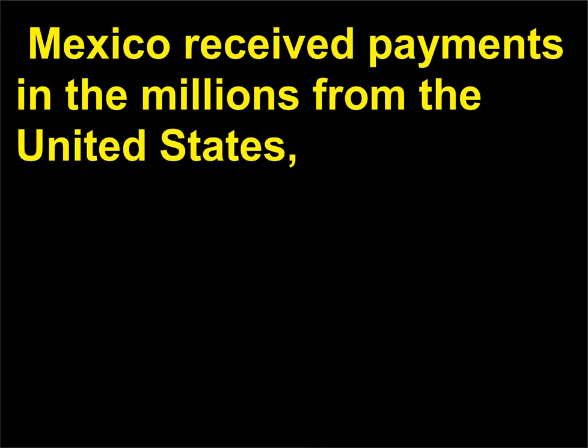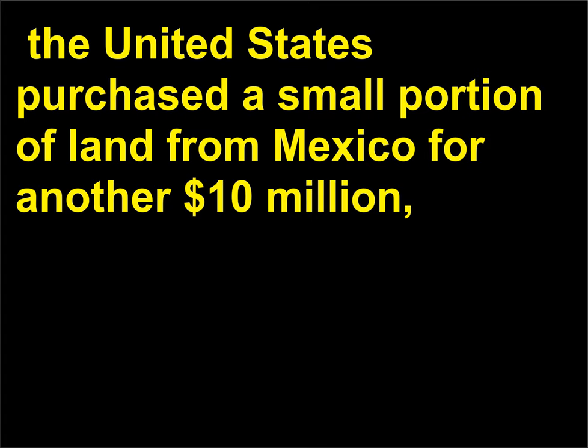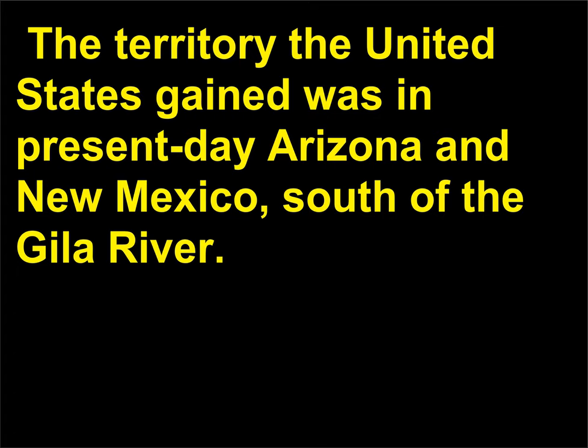Mexico received payments in the millions from the United States, which also assumed the payment of claims of its citizens. Five years later, under the terms of the Gadsden Purchase, the United States purchased a small portion of land from Mexico for another $10 million, which was widely regarded as further compensation for the land lost in the war. The territory the United States gained was in present-day Arizona and New Mexico, south of the Gila River.